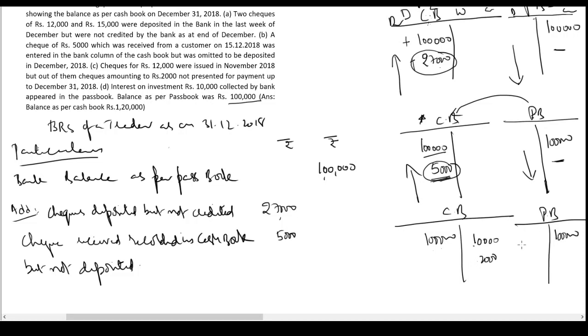Out of this, checks valuing rupees 2,000 were not presented for payment. That means the remaining 10,000 were presented for payment and withdrawn from the passbook before the end of the month of December. So checks issued worth 10,000 recorded in the cash book and also presented for payment in the passbook. This is not the reason for the difference, so we can strike it off. The balance 2,000 were issued, recorded in the cash book but not presented for payment. So now what will happen? The balance in the cash book will reduce. The balance in the passbook will show a higher balance. So what should I do to the passbook to make it equal to cash book? I have to reduce it by 2,000 rupees.